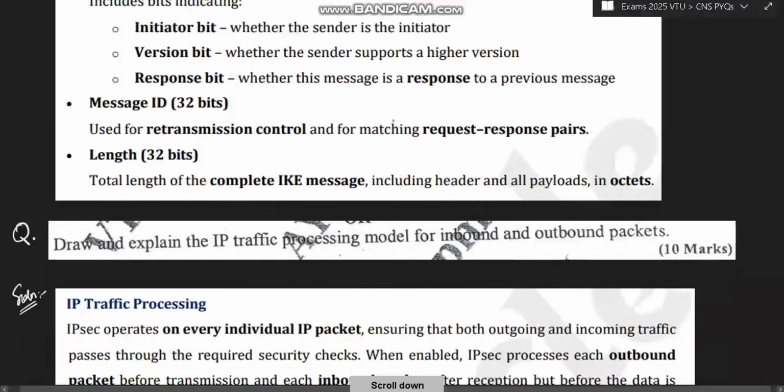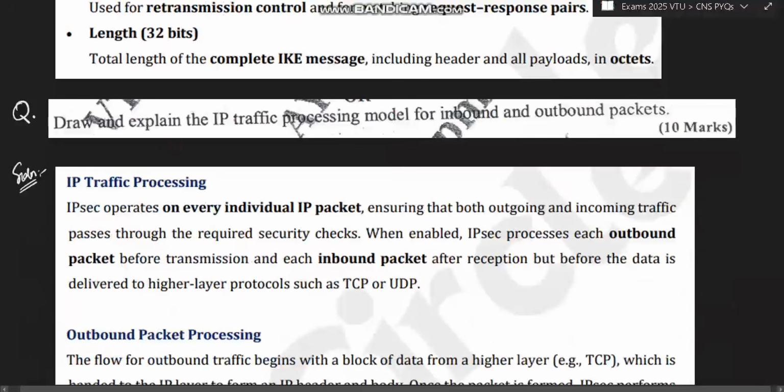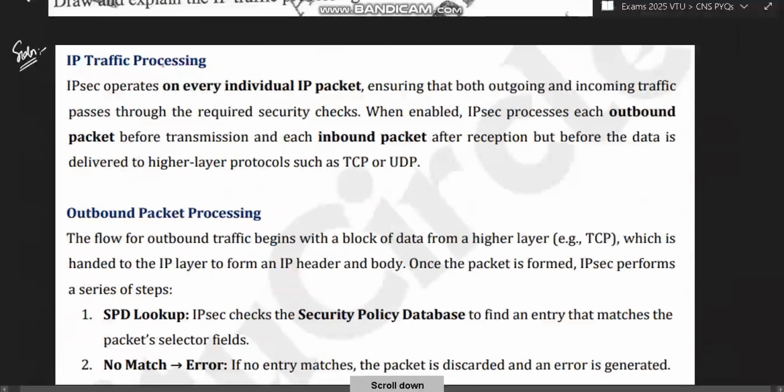Okay, next. Draw and explain the IP traffic processing model for inbound and outbound packets. IP traffic processing operates on every individual IP packet, ensuring both outgoing and incoming traffic passes through the required security checks. When enabled, IP security processes each outbound packet before transmission and each inbound packet after reception, but before data is delivered to the higher layer protocol such as TCP or UDP. Before it is delivered, it is checked whether it is a proper one or not.